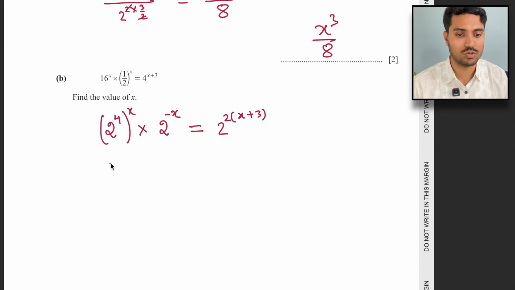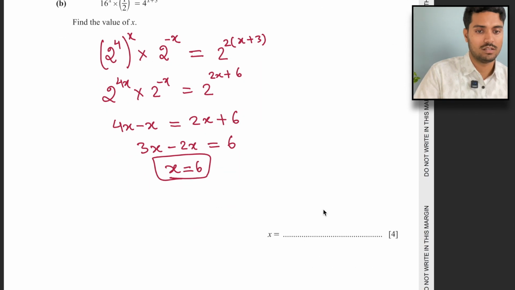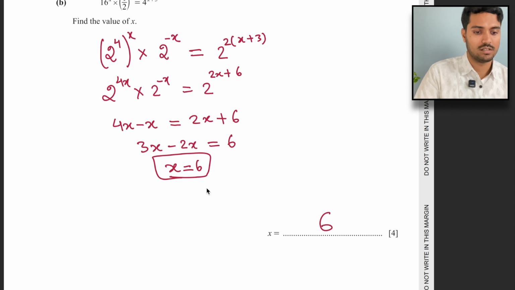So this can be written as 2 raised to 4x multiplied by 2 raised to minus x, which is equal to 2 raised to 2x plus 6. So we can write 4x minus x equals 2x plus 6. So 3x minus 2x equals 6. So x is finally 6. So that's the value of x, that is 6.